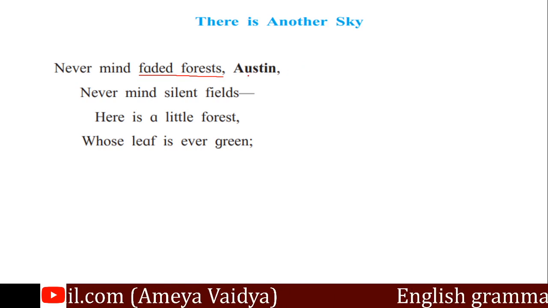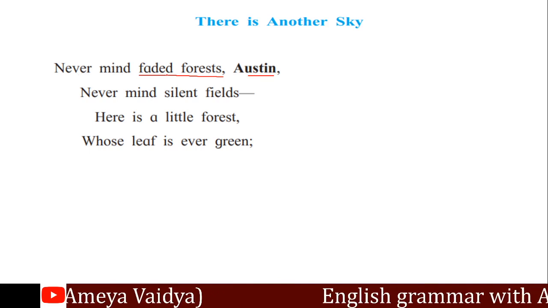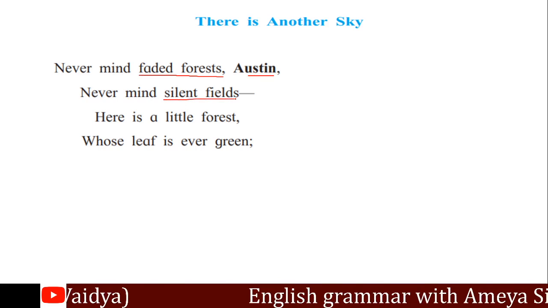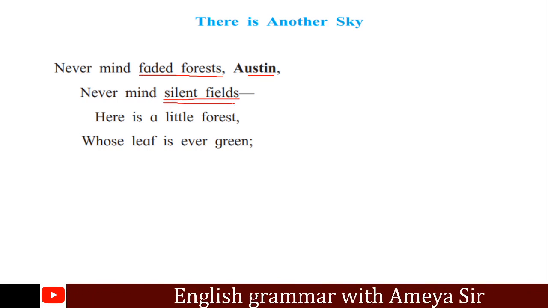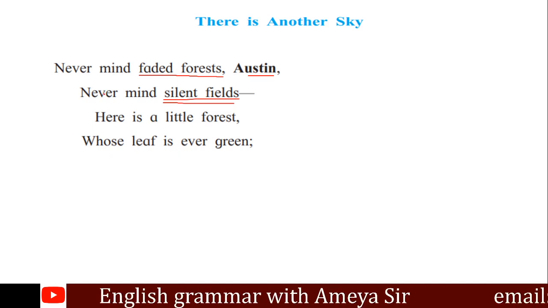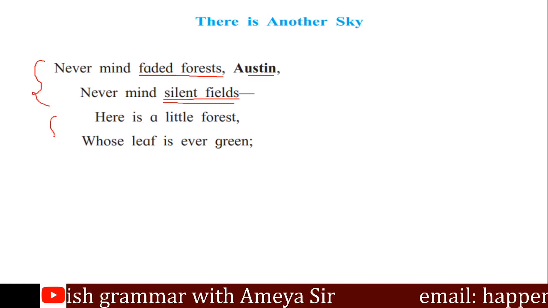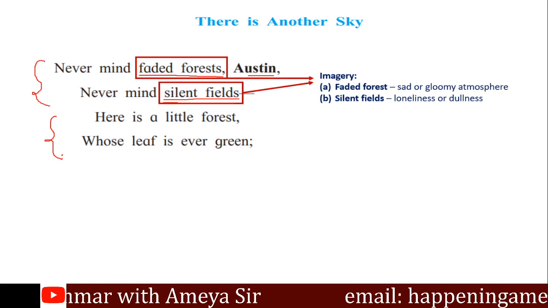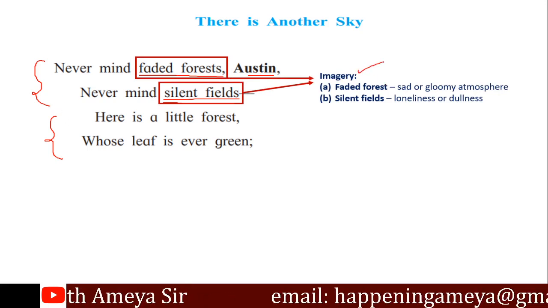And yes, we were right. The brother's name is Austin. So she's saying, never mind the faded forest. Never mind silent fields. I guess by silent fields, she's trying to say that never mind the loneliness. Here is a little forest whose leaf is evergreen. So no matter how bad situations are at one place, there is always hope at some other place, and that's where you should focus. By faded forest and silent fields, I've already said that this is imagery.